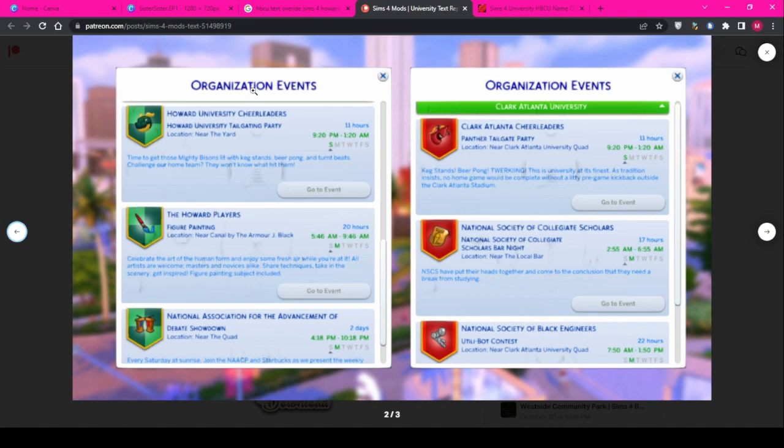And so at Howard, you can join the Howard University cheerleaders, you can join the Howard players, or you can join the NAACP, which would be like replacing debate. And I really love the incorporation of the NAACP. And at Clark Atlanta, you can join the Clark Atlanta cheerleaders, you can join the National Society of Collegiate Scholars, or the National Society of Black Engineers.